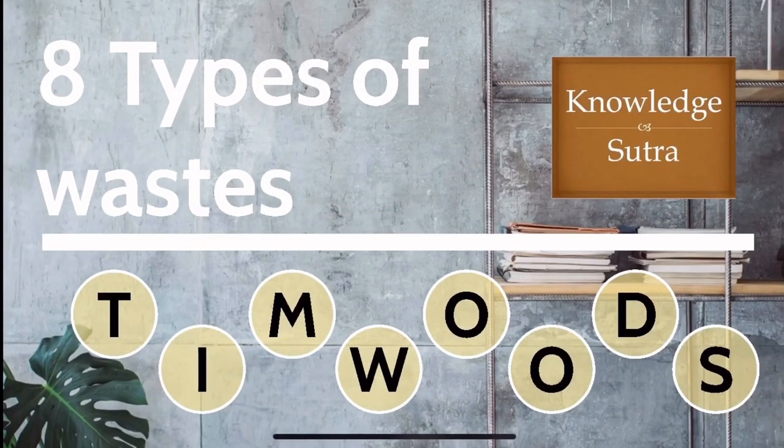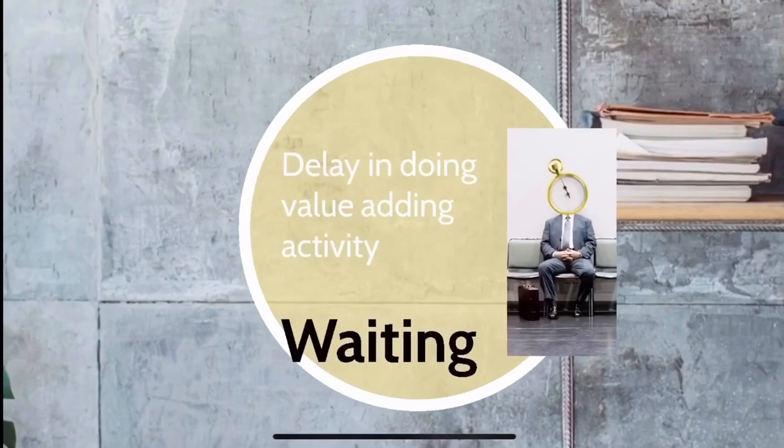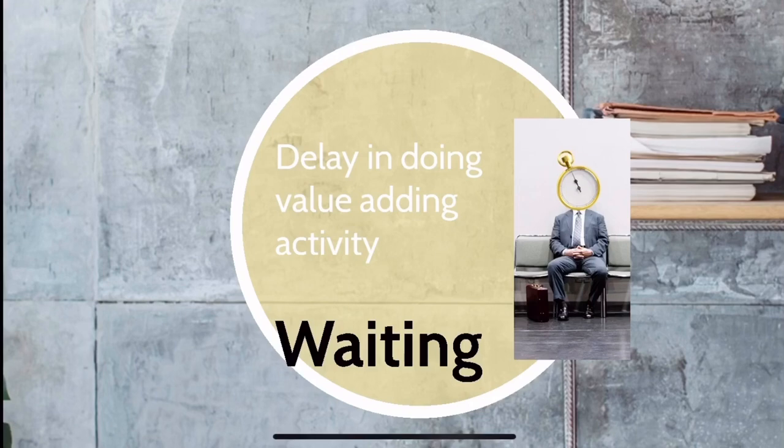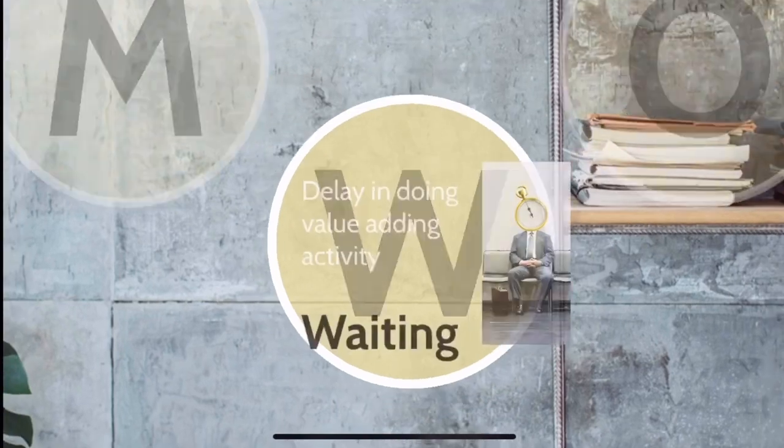The fourth waste in the 8 types of waste is denoted by W in TIMWOODS and it is waiting. Waiting is delay in doing value adding activity, or we can say that it is the time wasted waiting for the next step in the process. For example, the production team is waiting for quality approval to start the production.